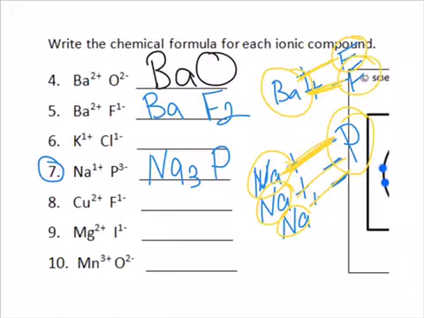Some people tend to think more about math. So they're going to look at number 9, and they're going to say, well, if I have a positive 2 that I need to cancel, here I have a negative 1. How many of these negative 1s do I need to cancel out a positive 2? 2 of them. And they're going to go ahead and write that in, MgI2, magnesium iodide.